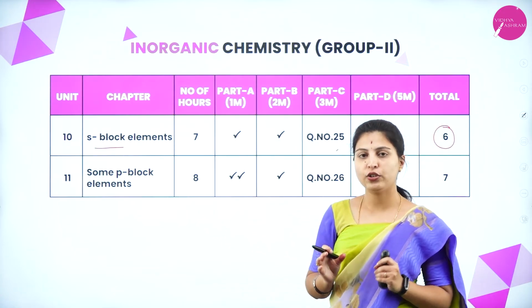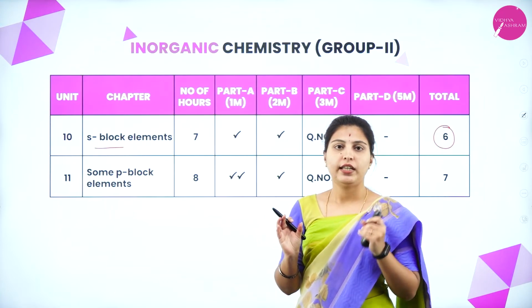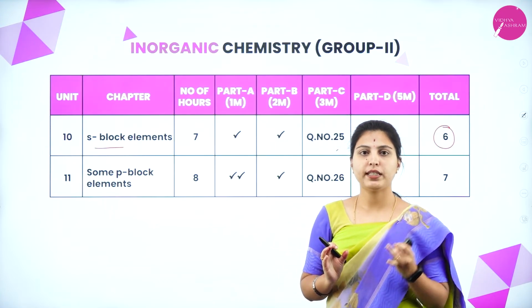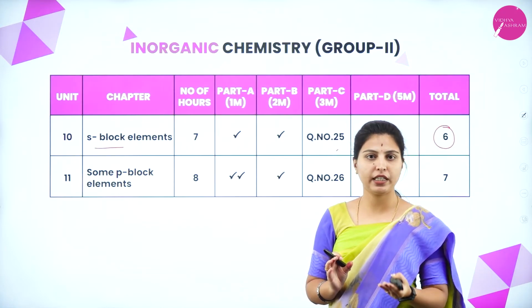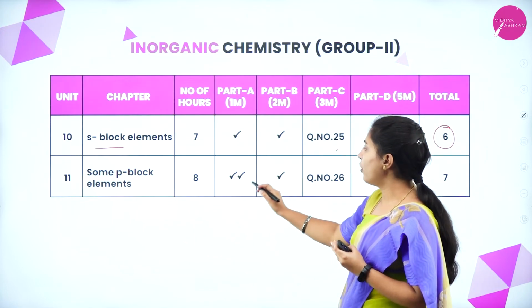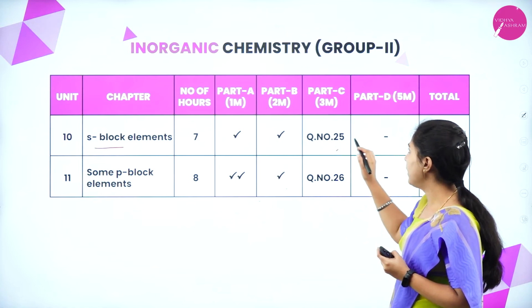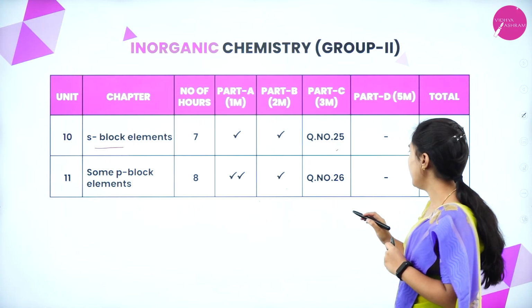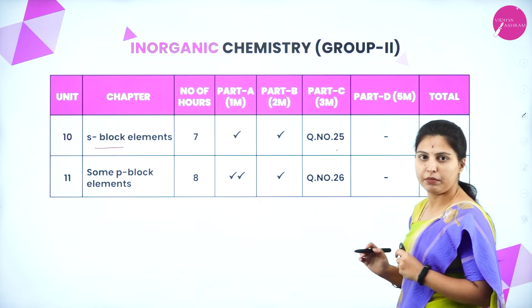In this chapter also you will study the complete properties of group 13 and 14 elements, like physical properties, chemical properties, electronic configuration, and if any anomalous behavior of those elements will be given. Those kinds of things you will study in this chapter. For this chapter, 1 mark 2 questions, 2 mark 1 question and 3 mark 1 question will be given. Overall weightage is 7 marks.